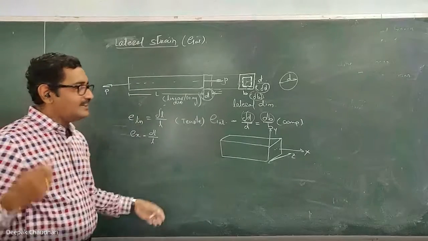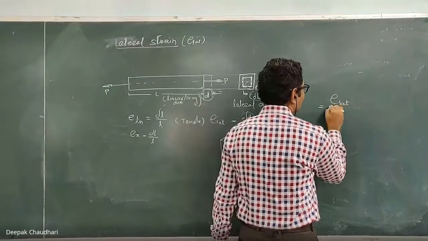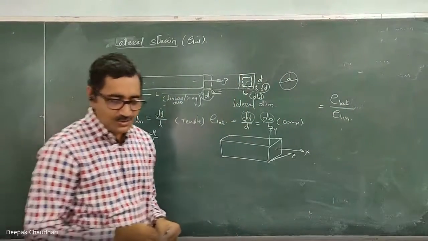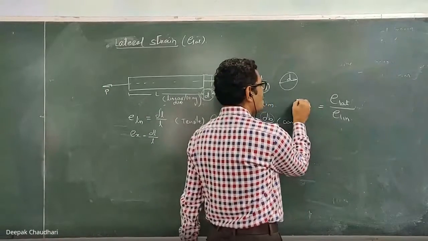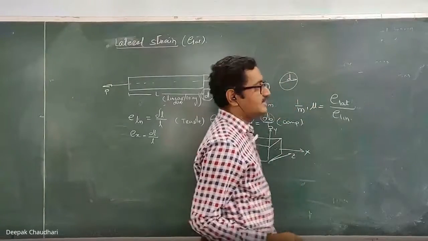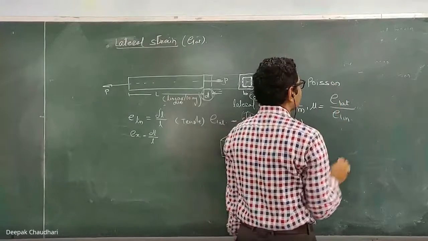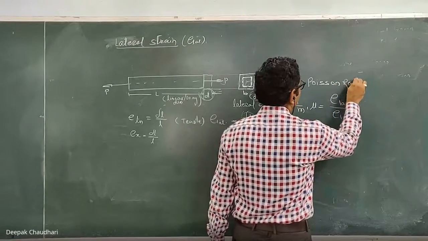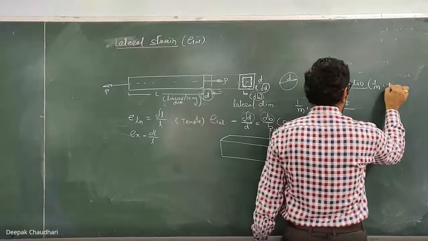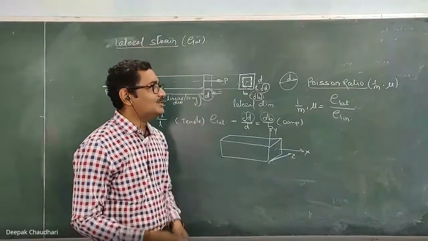They are related to each other, and the ratio of lateral strain to the linear strain is known as the Poisson's ratio, which is denoted by 1 upon m or by mu. Again, this is one of the elastic constants, Poisson's ratio. It is denoted by 1 upon m or mu. How can you define it? It is the ratio of lateral strain to the linear strain.